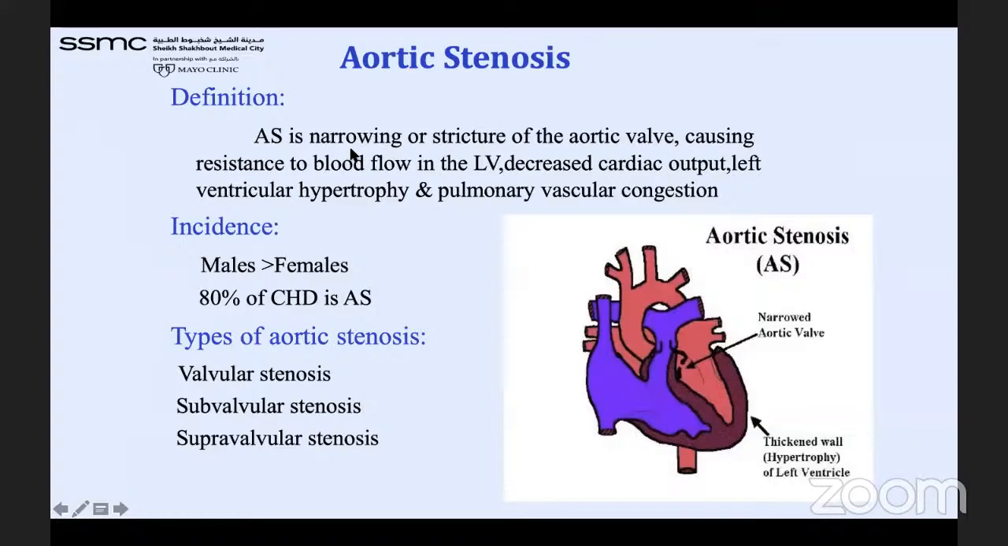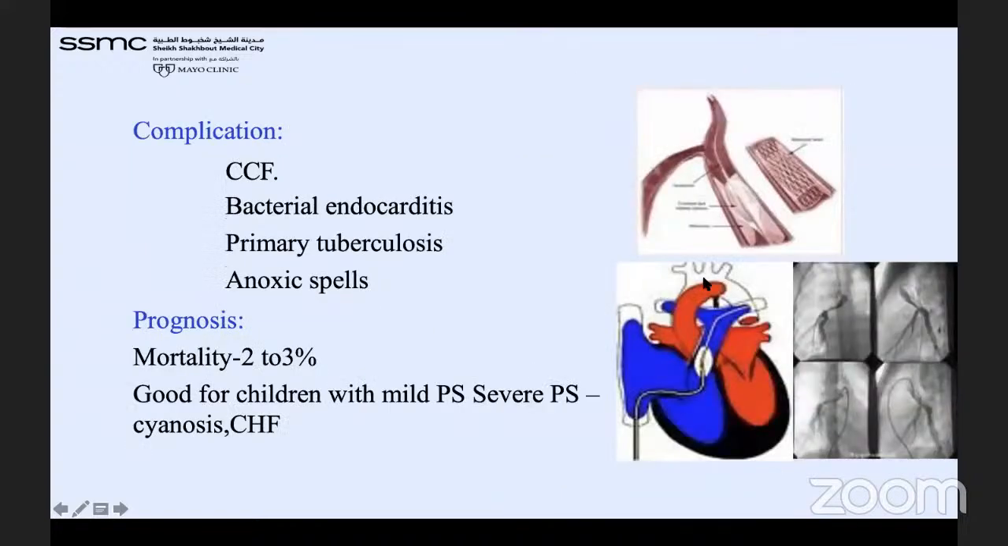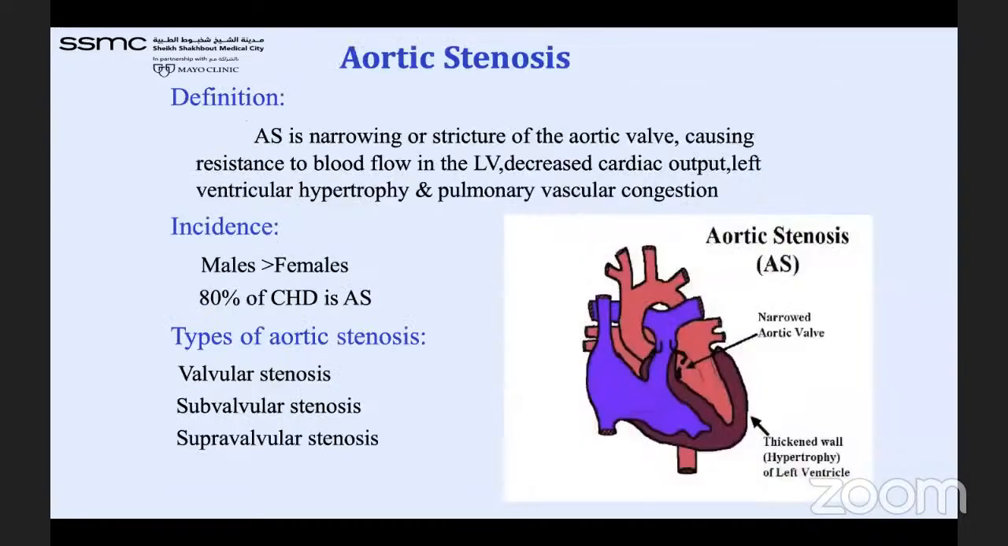Okay. So this is all about pulmonary stenosis. And now we move to the next acyanotic congenital heart disease, the aortic stenosis. So aortic stenosis is if you have a problem in the aortic wall. So this is the left ventricle, this is the aortic arch, this is the ascending aorta. And if you have a narrowed aortic wall, then this has the problem. So aortic stenosis is a narrowing or a stricture of the aortic wall causing resistance to blood flow in the LV, decreased cardiac output, left ventricular hypertrophy, and pulmonary vascular congestion.